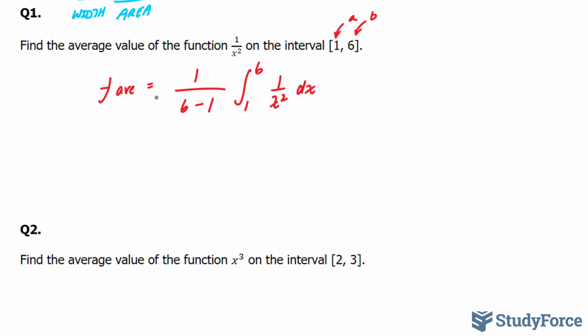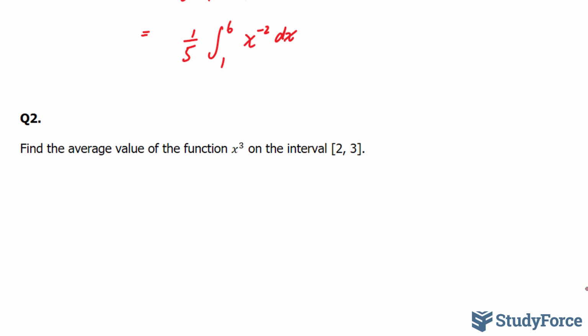Next, what we will do is simplify where we can, so we end up with 1 over 5 here, and the integral between 1 and 6. And I'm going to rearrange this so that it looks like x to the power of negative 2 dx, and this will become easier to integrate. Our next step, we will integrate this function.